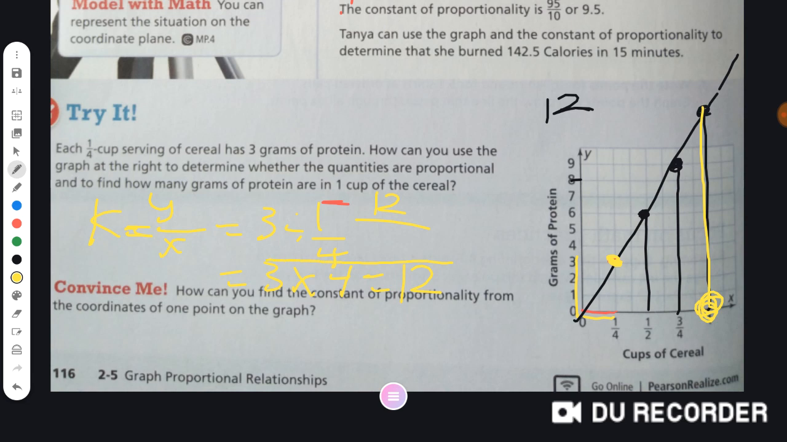This is a very important thing. I found that per 1 cup, which is the rate, equals the constant, which is the rate too. So 12 equals 12. Okay, let's move to another example.